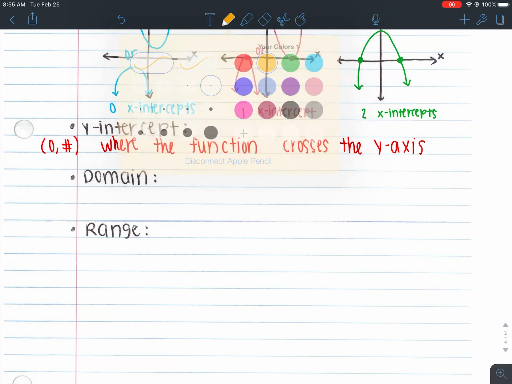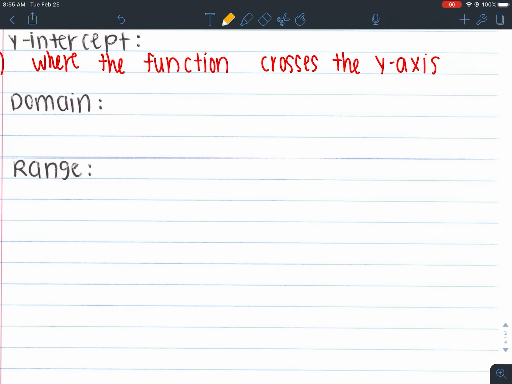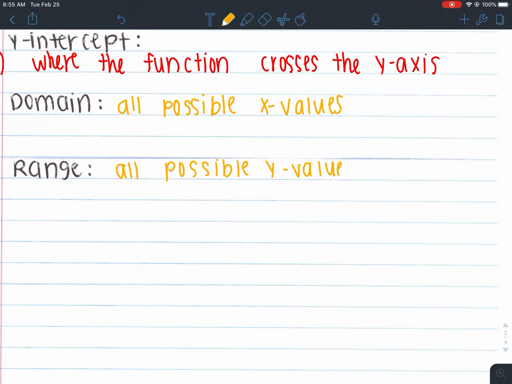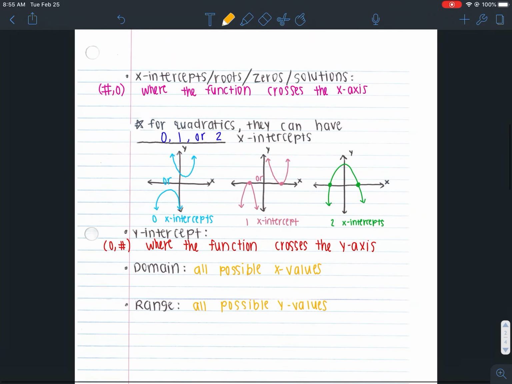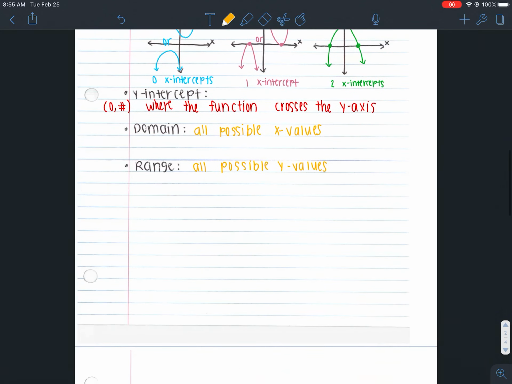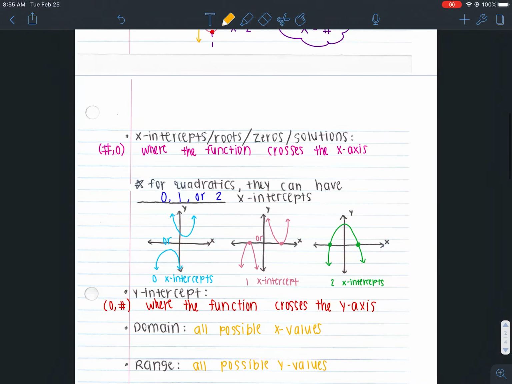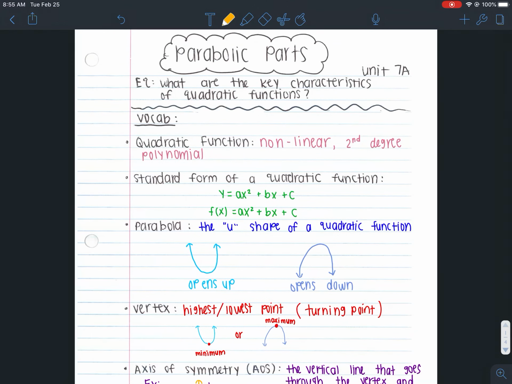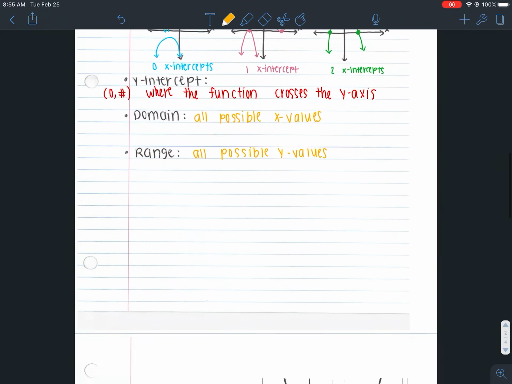Now, domain and range are 2 things that we haven't talked about in a while. But domain is going to be all possible, do we remember? X values. Domain is always going to be your x values. And your range is all possible y values. Okay? All right, so that's all the vocab that we have so far. I have a ton of space here because I just didn't really know what else to add, but that's just vocab so far. And so now, since this is the first day, we're going to just practice identifying these things as we are looking at graphs of quadratics.